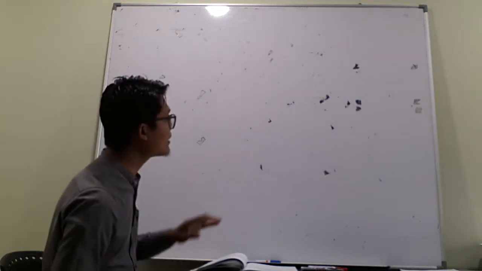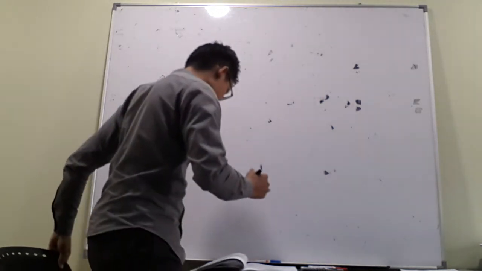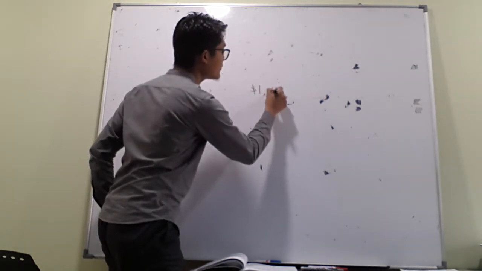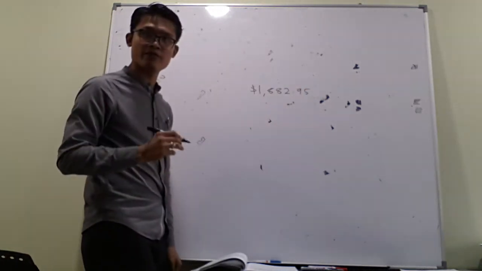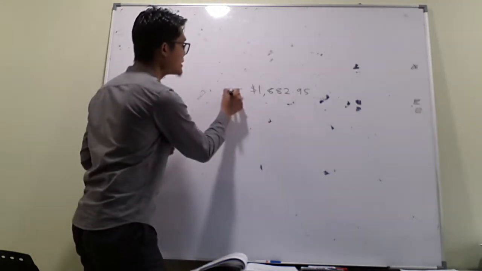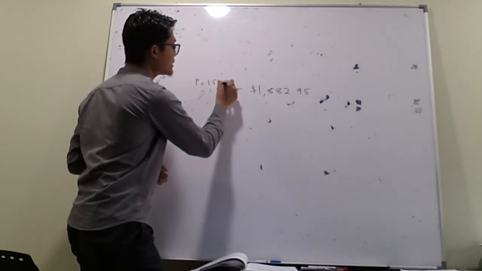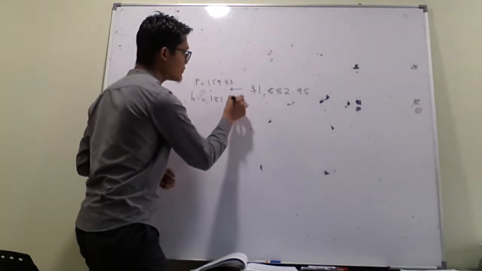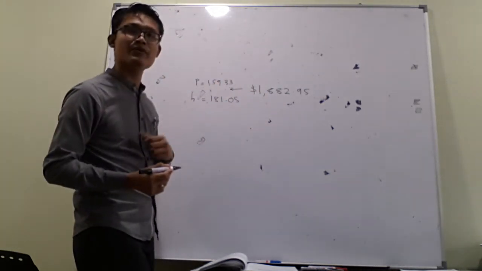Alright, now in the previous video we have found a new contribution. The contribution that we have found is 1,882.95. If you have been following what I have done before, this should be the new total contribution. And we said that this contribution is when P is 159.33 and H is equal to 181.05. Right, given a new OPP, we will get a new total contribution.